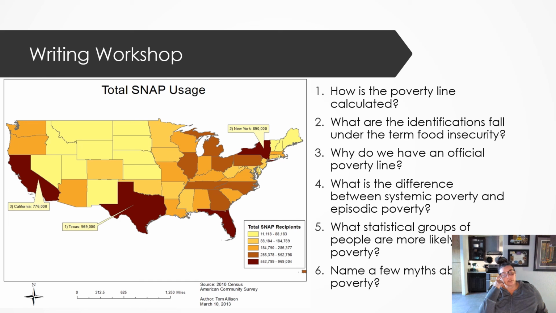Okay, so here is your writing workshop. How's the poverty line calculated? What are some of the ways that people are food insecure? Why do we have an official poverty line? What's the difference between systemic and episodic poverty? What are the populations of people that are more likely to live in poverty or experience it? And then name a few myths.